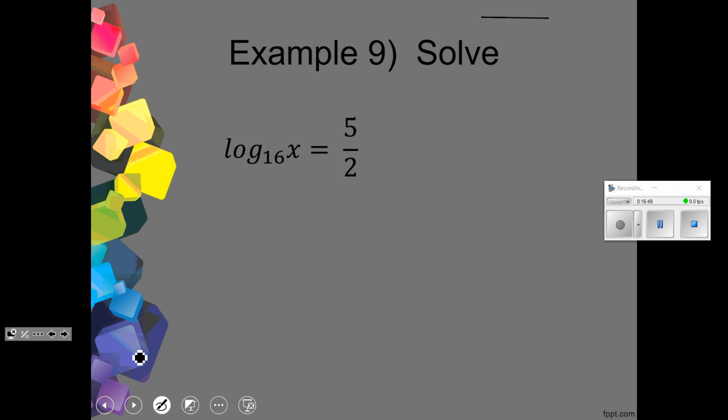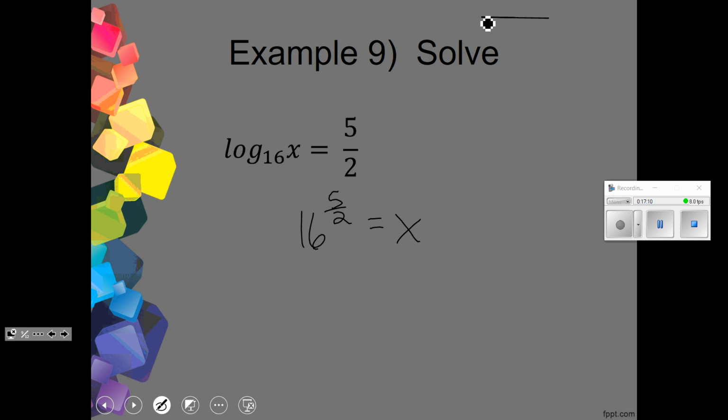All right, so what's another way to say this? 16 to the 5/2 power is equal to x. I'm going to go old school. You can put that in your calculator, 16 to the 5/2 power. What's x equal to? 1024? Okay, that would be fine.